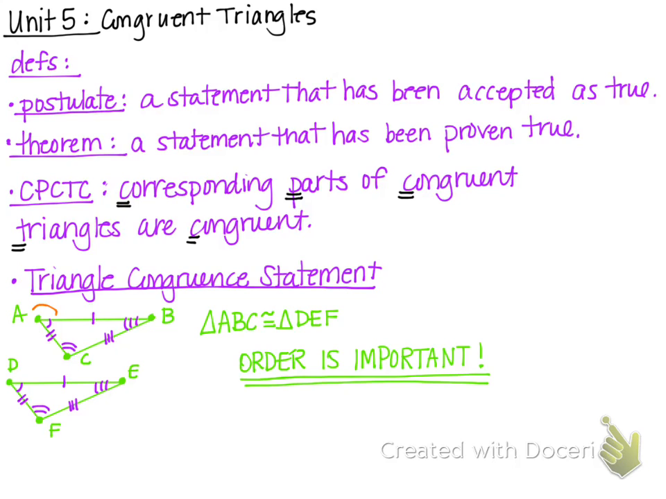So, if you look at A, it's got one little rainbow mark, and so does D. So that's why when I wrote A first, I wrote D first. Now B has three little marks, and so does E. That's why if you have B second, you got to have E second. And then C comes next, and F also has two marks. That's why F comes last. Now the order is important because it tells you which angles and which sides are congruent.